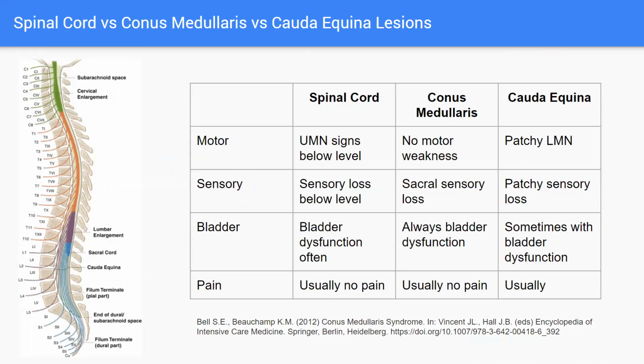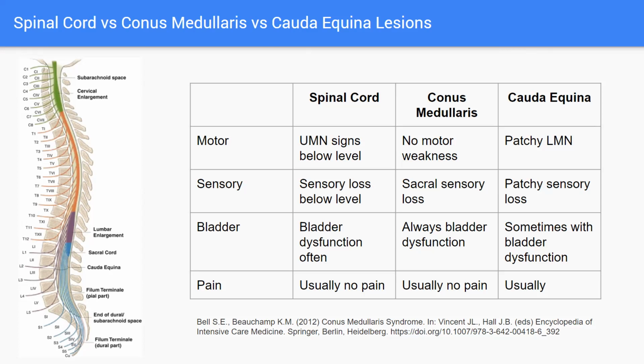With the conus medullaris, which is still part of the spinal cord, it's very similar. However, the conus medullaris doesn't actually have any significant limb innervation. So you might not see motor weakness that's very evident on a physical exam, for example. However, you would have sensory loss, and this would be a sensory loss of the sacral region, so perianal anesthesia, for example. And this part of the spinal cord is also involved in bladder function. So you will most definitely have bladder dysfunction if there is a lesion here. And once again, it's not commonly associated with pain.